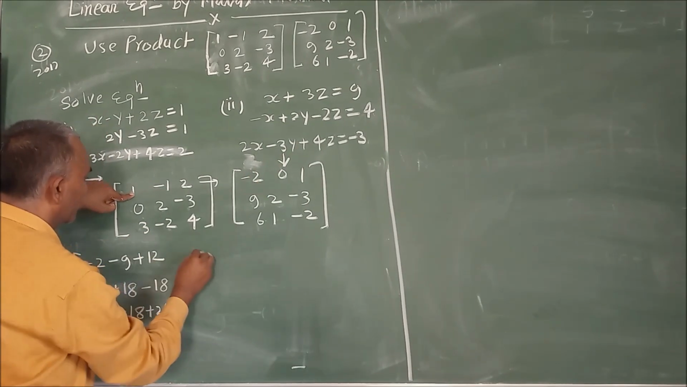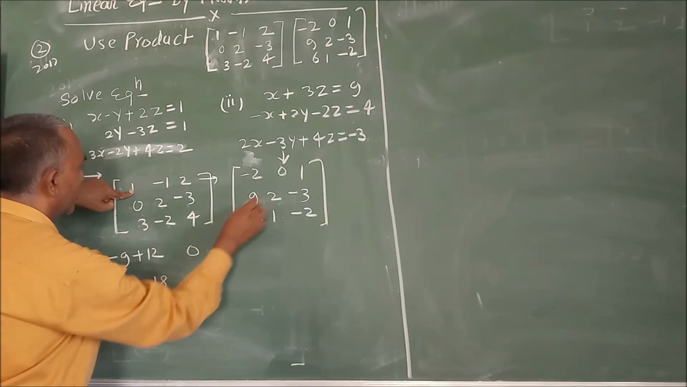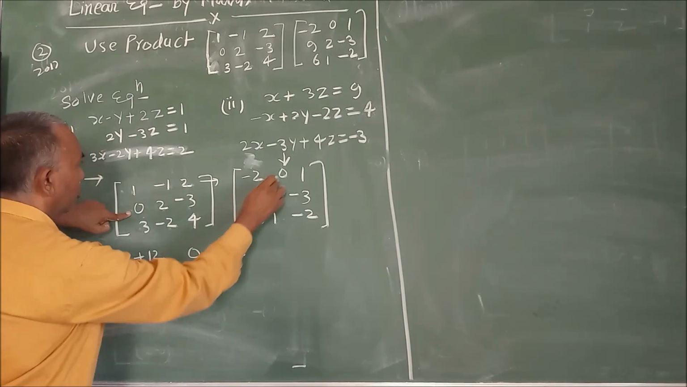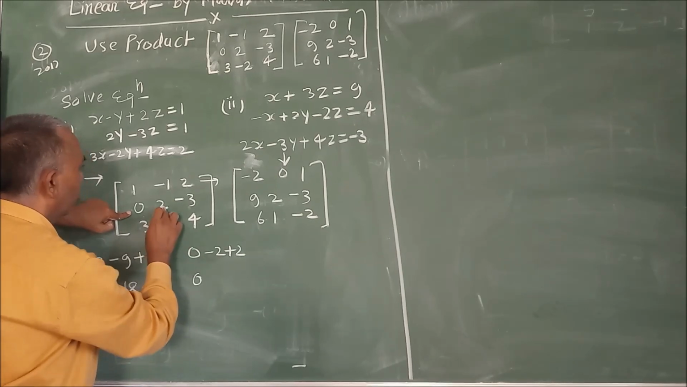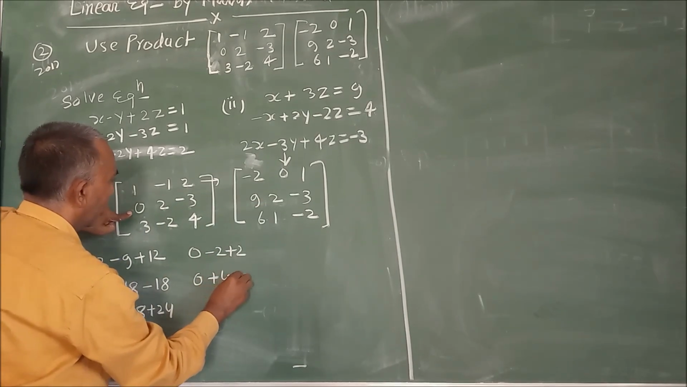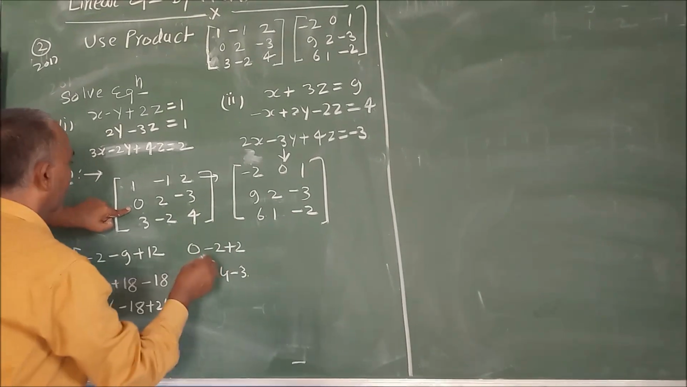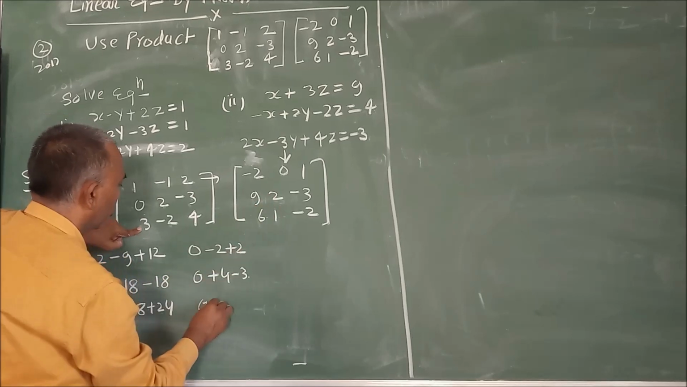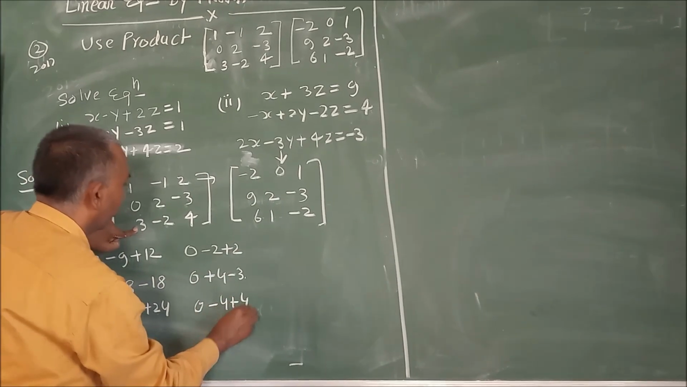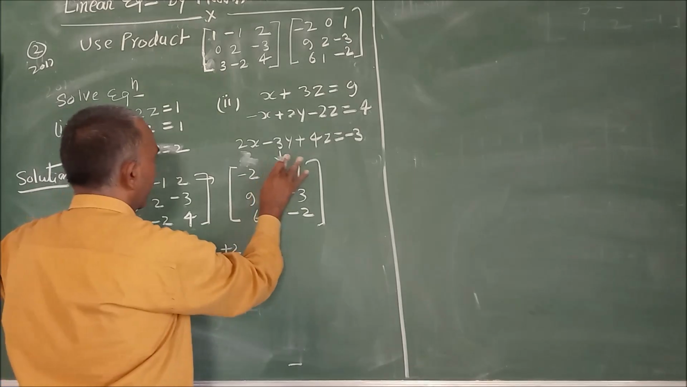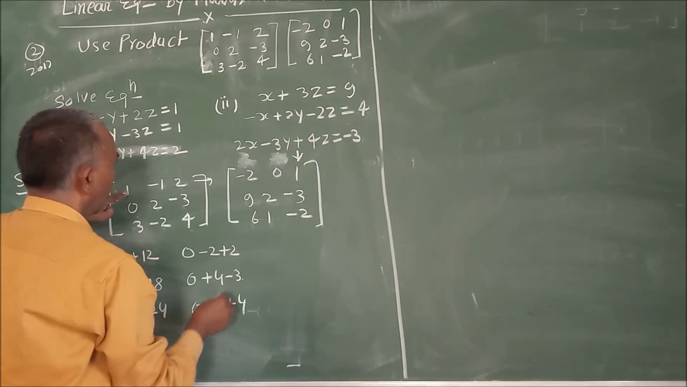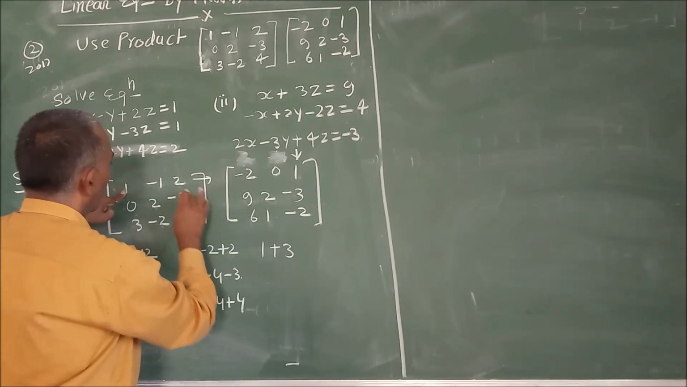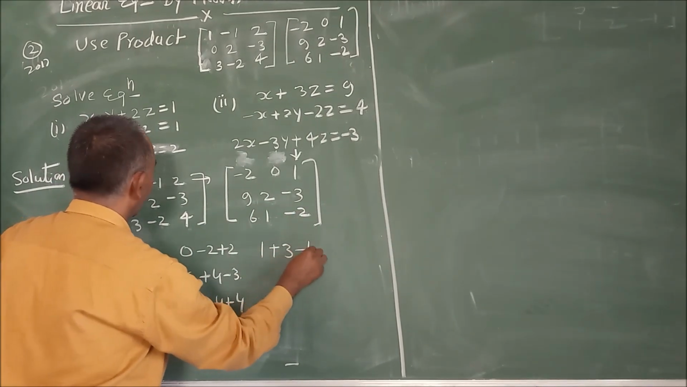C2. So 1 into 0, 0, minus 1 into 2, minus 2, 2 into 1, plus 2, 0 into 0, 0, 2 into 2, plus 4, and minus 3 into 1, minus 3, and after that 3 into 0, 0, minus 2 into 2, minus 4, plus 4 into 1, 4 into 1, plus 4, and after that multiply with C3, 1 into 1, 1, minus 1 into 3, plus 3, 2 into minus 2, this is your minus 4.